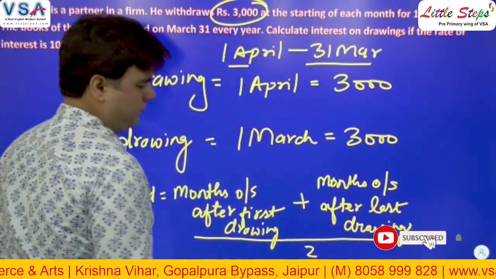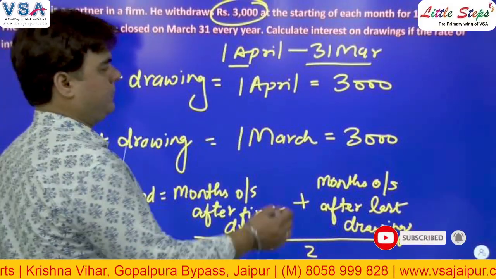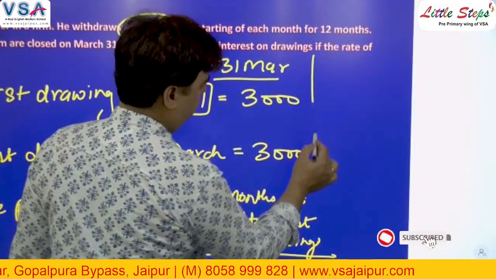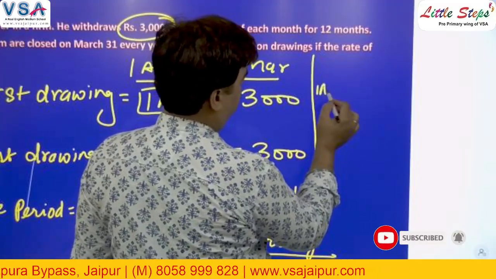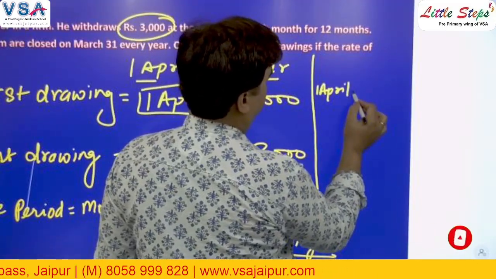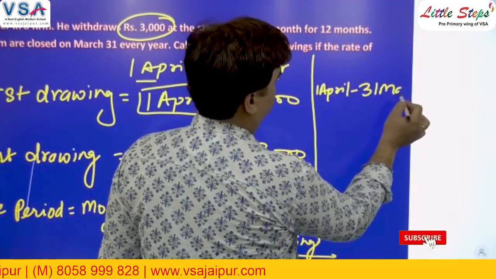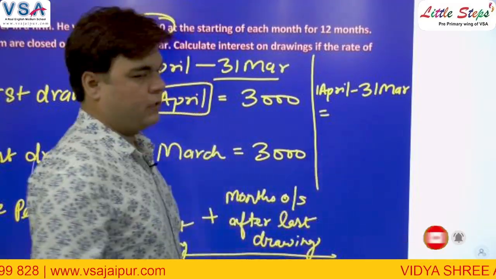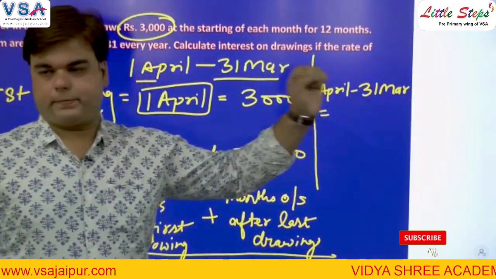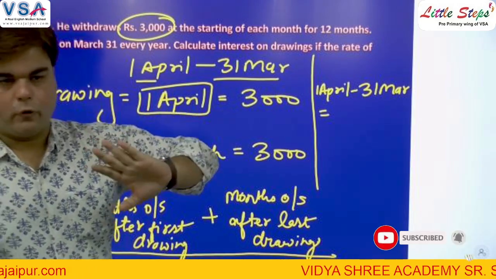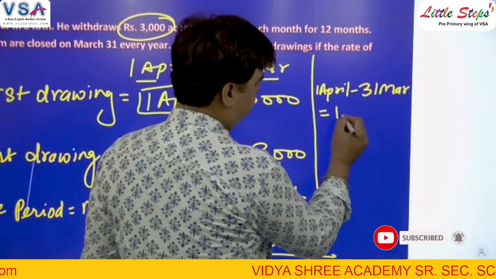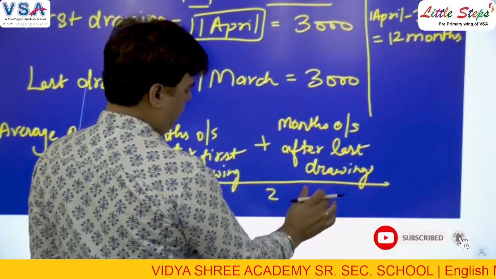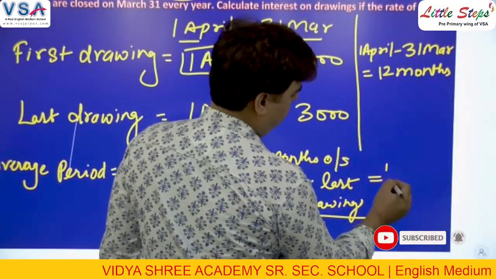Upon 2. So first drawing has been made on 1st of April. So simply we will calculate from 1st April till 31st March. The year is closing on 31st March only. So how many months are there starting from 1st April till 31st March? Whole 12 months. So we'll write here simply 12.